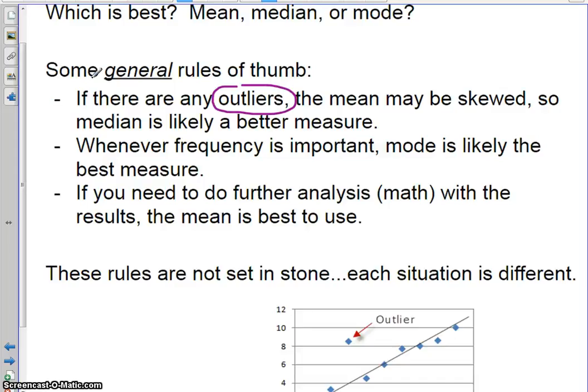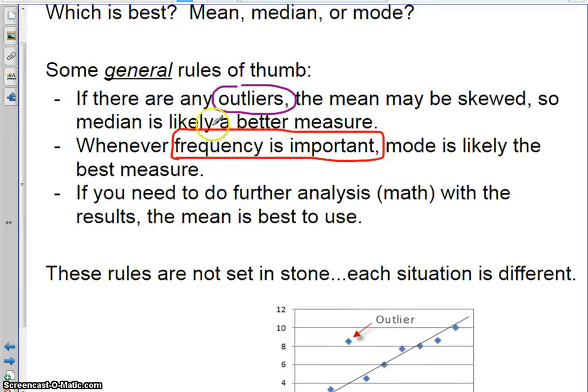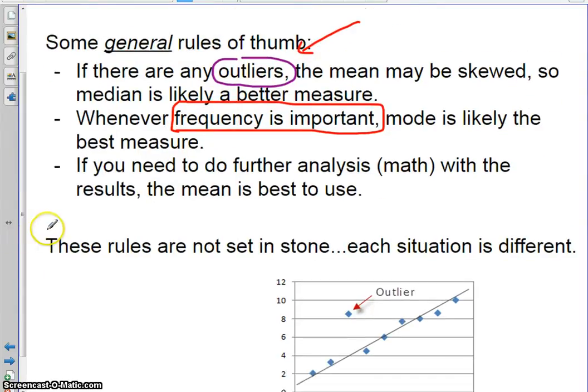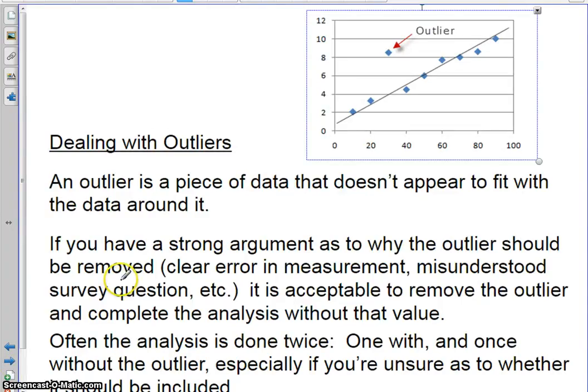Sometimes when you're doing a report, it's the frequency that's most important. So again, which answer appears most often. In that case, you want to report on the mode. However, if you need to do further analysis with the results, the mean is often best. So again, every situation is different, and you just want to make sure you're not going out to mislead people. So again, outliers: the one big thing is that outliers tend to skew the mean, so you want to go with the median.